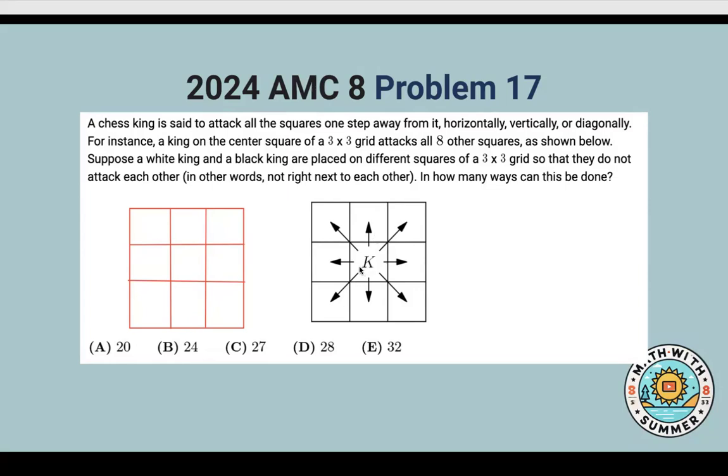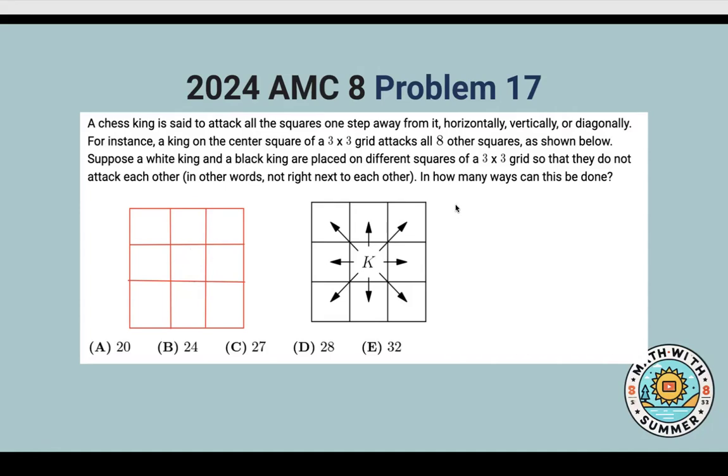Suppose a white king and a black king are placed on different squares of a 3 by 3 grid so they do not attack each other. In how many ways can this be done? I've drawn a sort of wonky grid here for us to test this out. And I think for this type of problem, the best way to do it is casework. By that, I mean have different sets of cases, right?